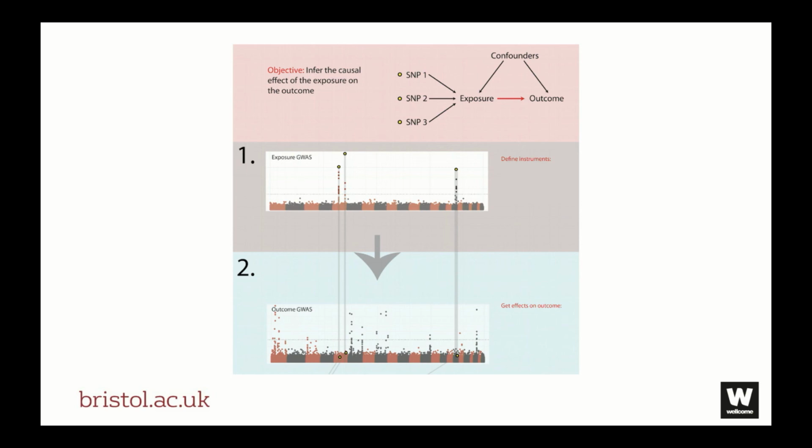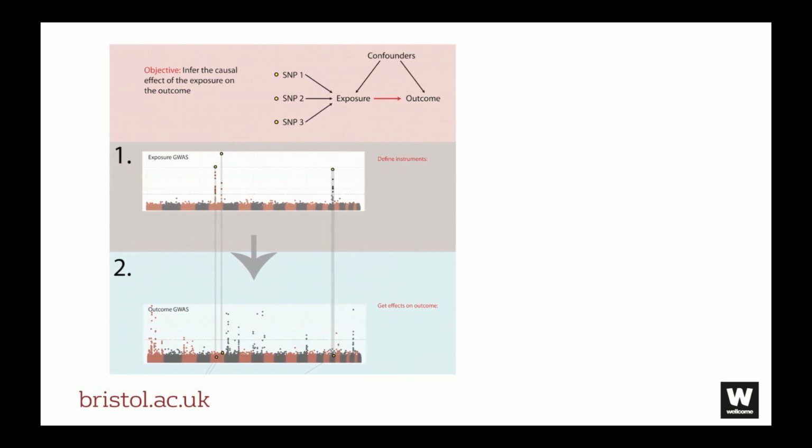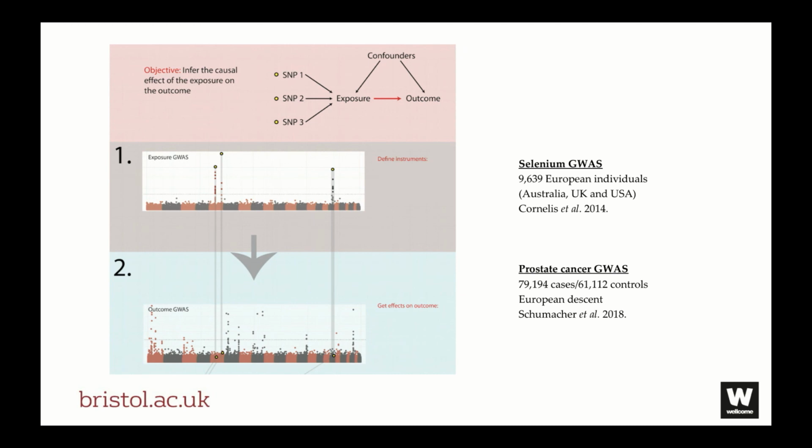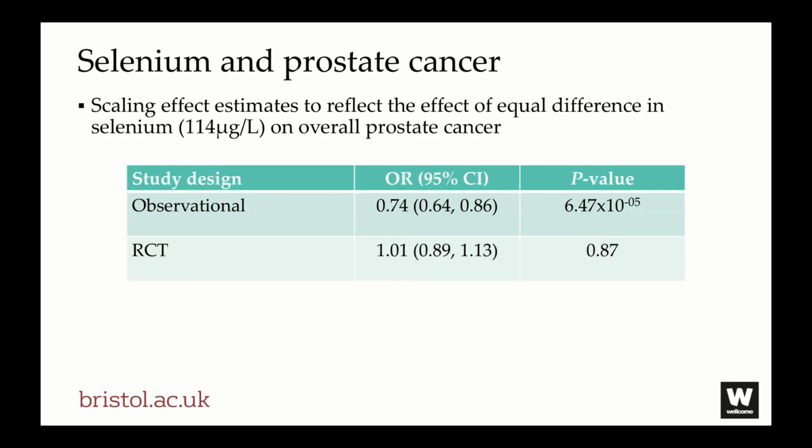And actually one of my colleagues tried to recapitulate what the SELECT trial showed. He used, I think, 11 SNPs from the most recent genome-wide association study of selenium levels, and then looked those up in the most recent GWAS of prostate cancer, only published last year. This is just a reminder of what the observational study and the randomized controlled trial showed, and what he did was scale the SNP effects to the same level of selenium intake that was achieved by the trial.